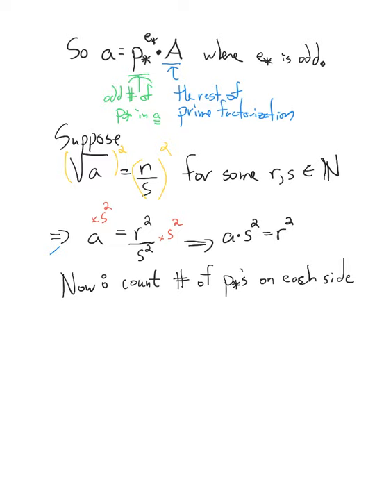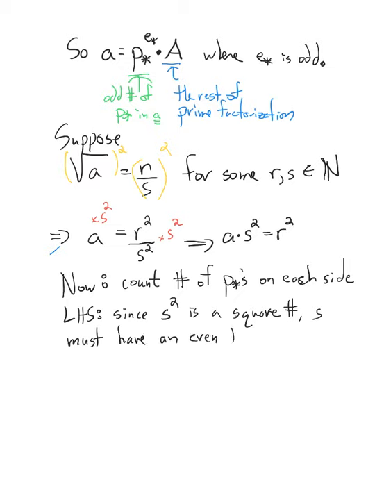So let's look at the left-hand side. Since s squared is a square number, obviously it's s squared, s must have an even number of P stars in its prime factorization.